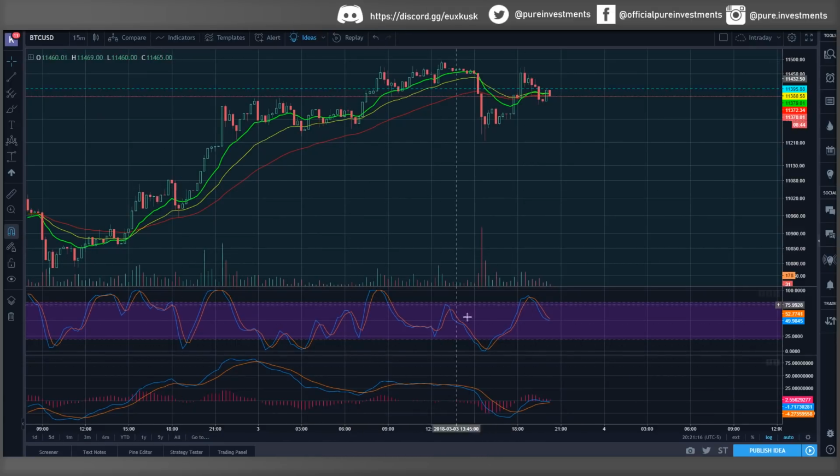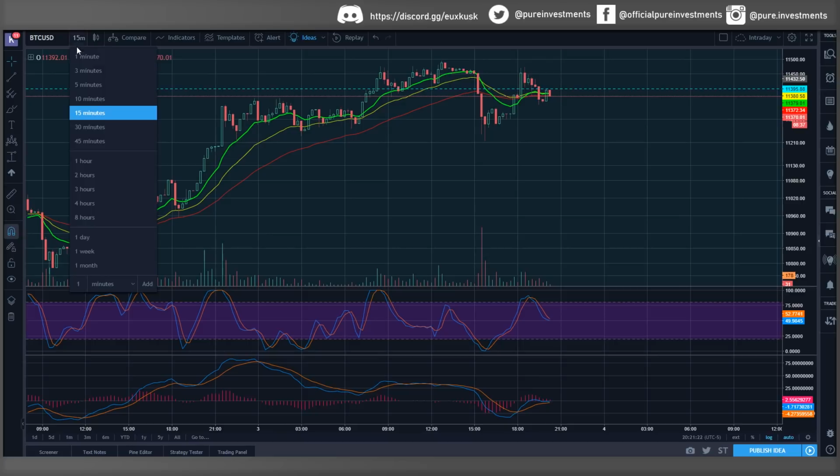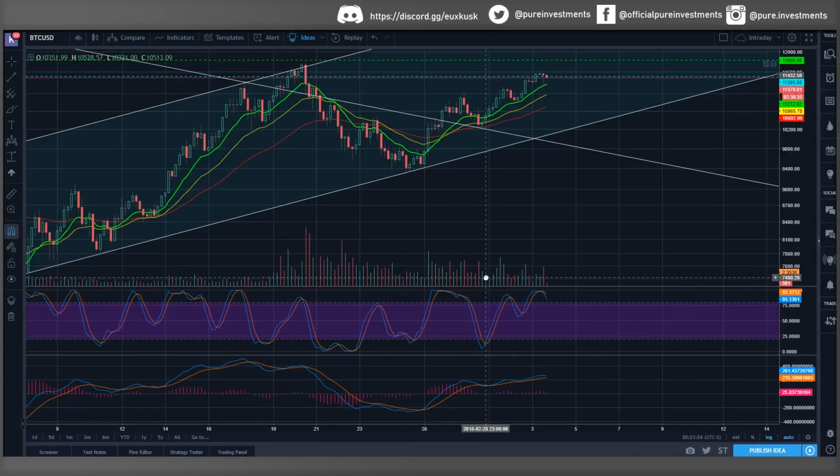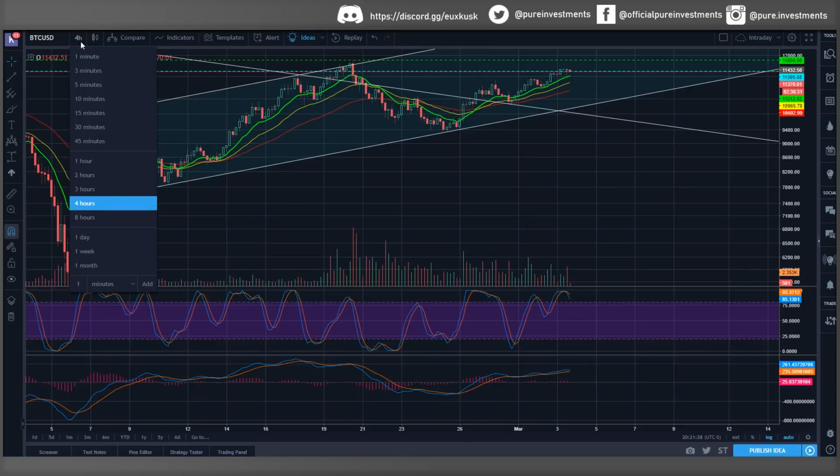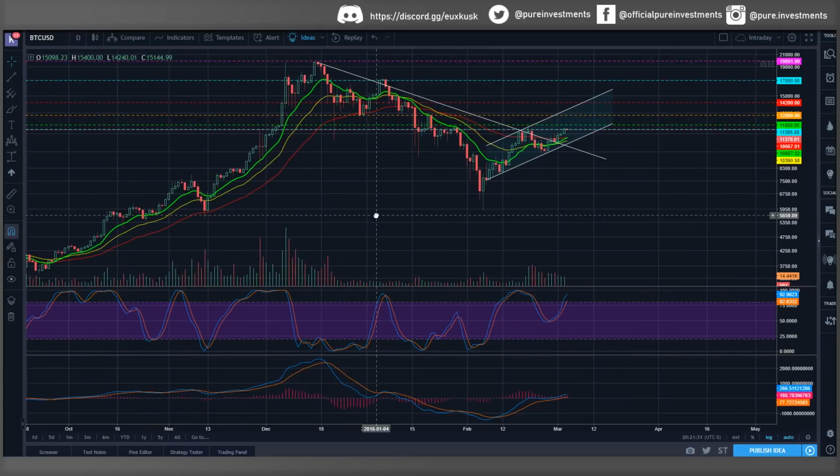In the matter of a day, you're going to get 5 or 6 dips down to 0 on the Stoch, and 5 or 6 rises up to 100 on these shorter term time frames, as opposed to a 4-hour time frame where you may only see one of those dips a day, maybe even less. And that's kind of how we break these things down.